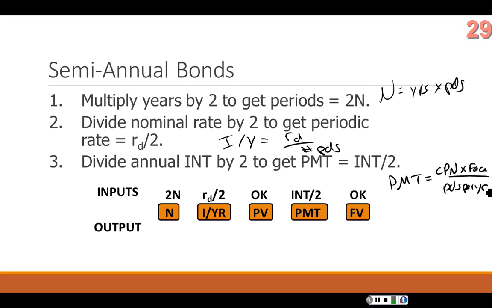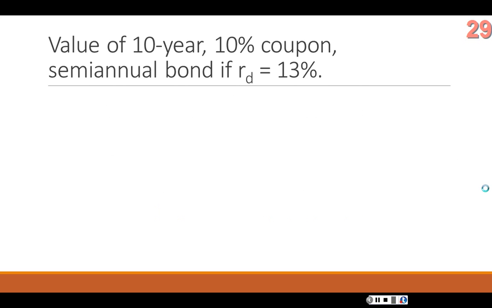You do not have to change your present value, and you do not have to change the future value. So we'll work an example. What's the value of a 10-year, 10% coupon semi-annual bond if the required return is 13%? So here, instead of receiving interest payments every year, we're going to receive interest payments every 6 months.